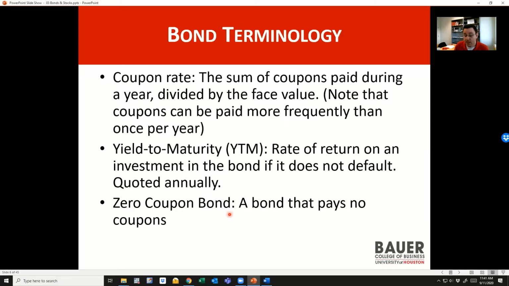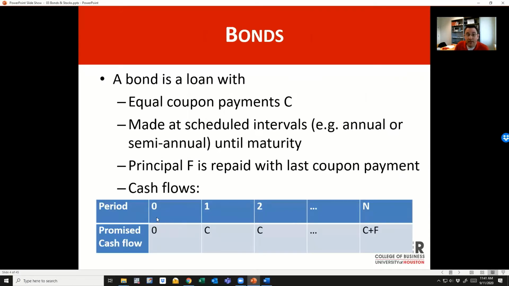And then there are things called zero coupon bonds. These are useful to think about. It's just a bond that pays no coupons. So if we go back to the cash flows here, you could replace all of these coupons with zero. That's perfectly fine. You can write a contract that says, all I'm going to do is pay you the face amount at time N, and I'm not going to pay any coupons before then. So that would be a perfectly fine contract. There's bonds like that, so we will talk about them.